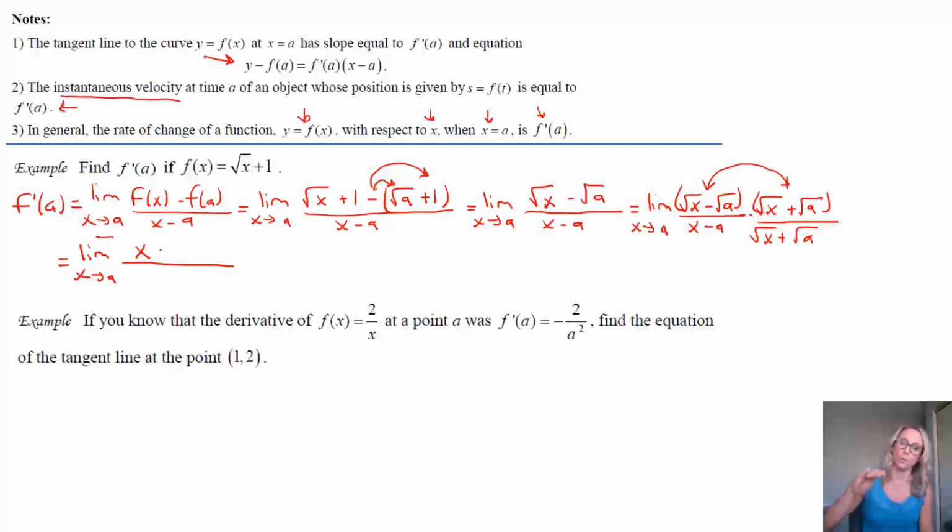Then you have the square root of x times the square root of a, but then you have minus the square root of a times the square root of x. That's 0. Then you have minus the square root of a times the square root of a. So that's minus the square root of a squared, or just a. Okay, now we have x minus a and the square root of x plus the square root of a.